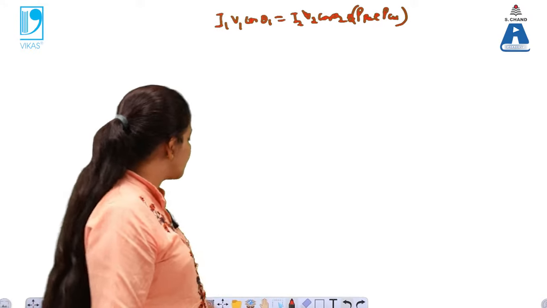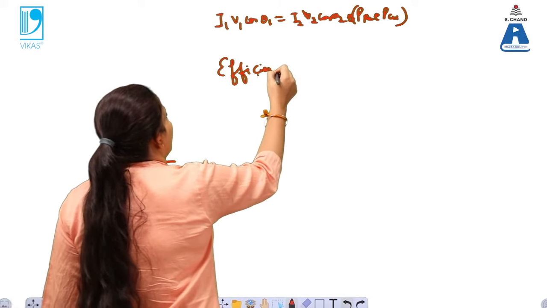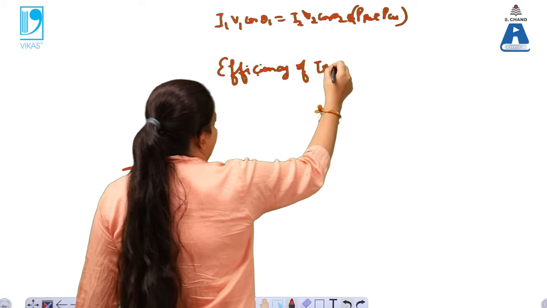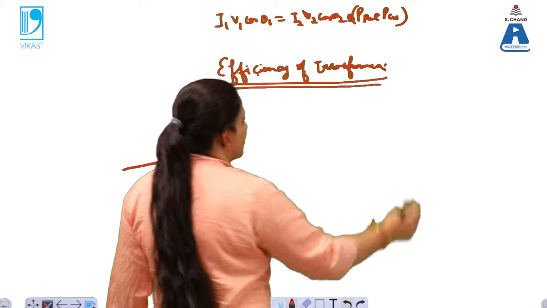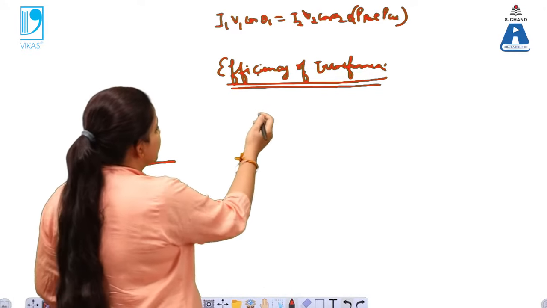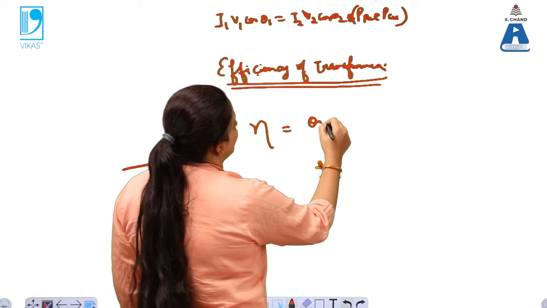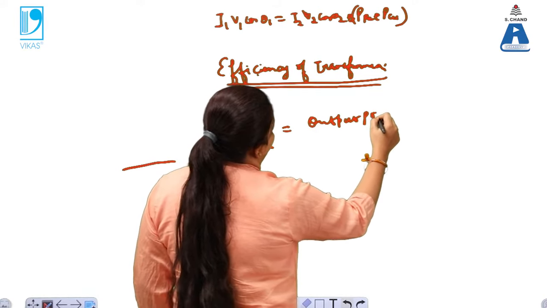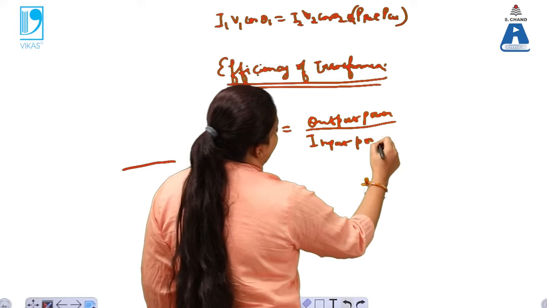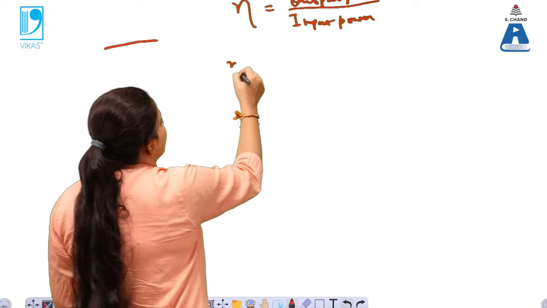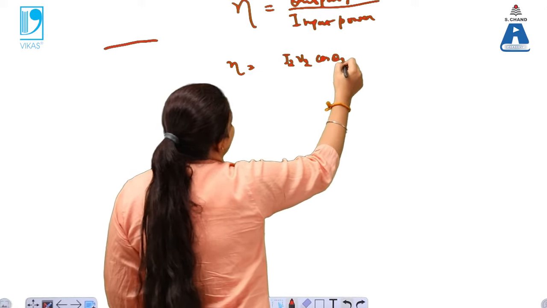So efficiency of transformer. Efficiency of transformer is one of the important parameters of transformer. So efficiency can be calculated, that is represented by eta, which is equal to output power divided by input power. Now output power is given by I2 V2 cos theta 2.